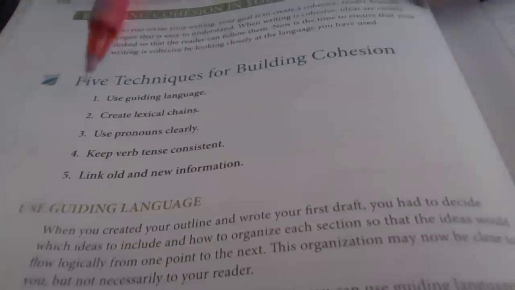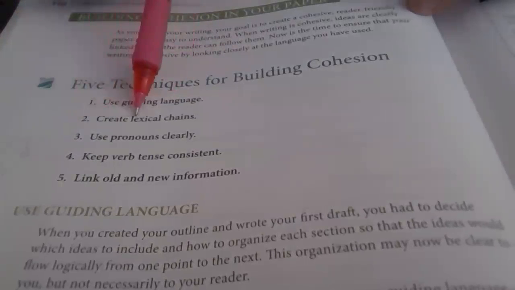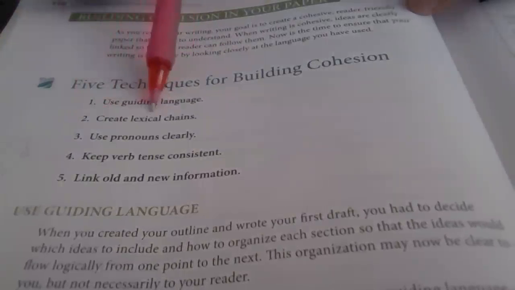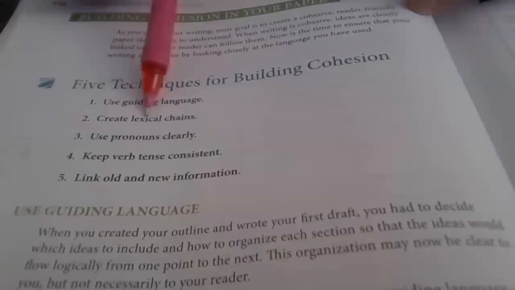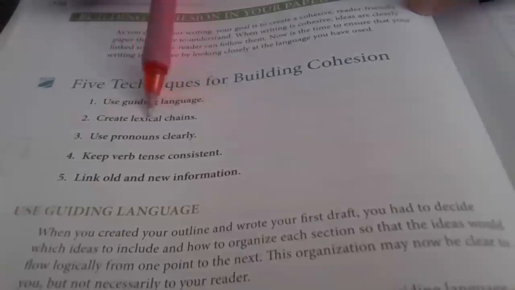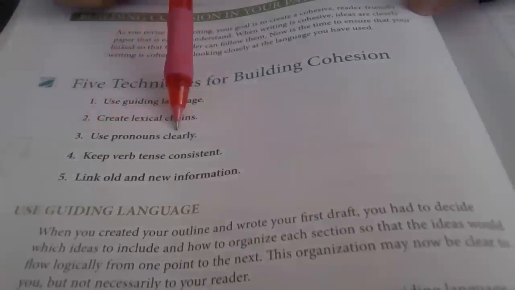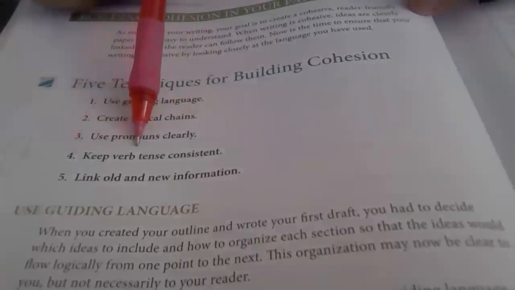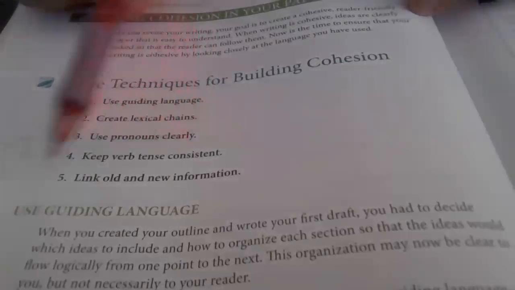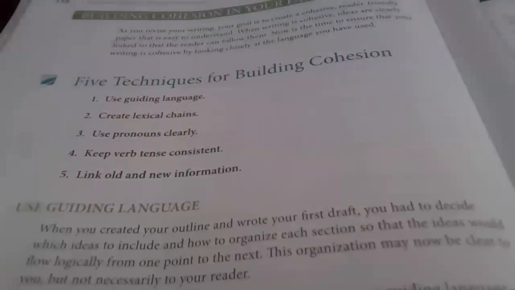So 5 techniques. Number 1, use guiding language. 2, create lexical chains, lexicon, vocabulary. So words, right? Synonyms, words that are all related to the same topic. 3, using pronouns clearly. 4, keeping your verb tense consistent. And 5, linking old and new information. So start with number 1, use guiding language.